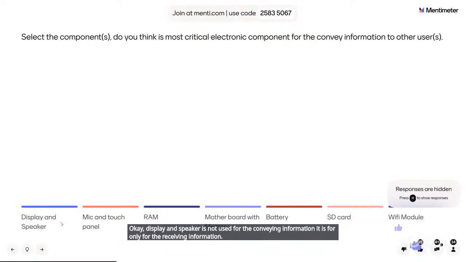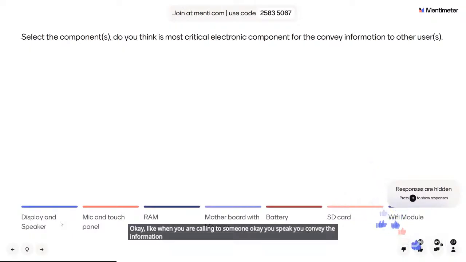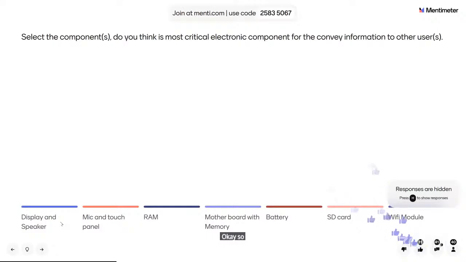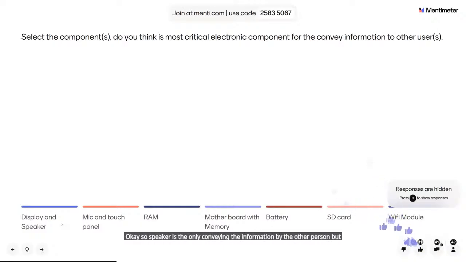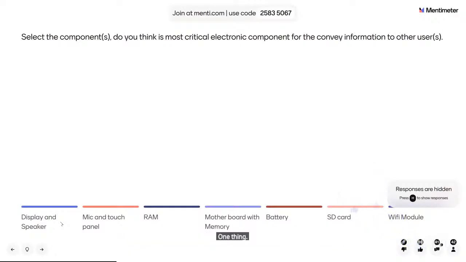Like when you are calling someone, you speak and convey the information through the mic. And the person at the other end conveys their information through their mic, and you can listen to that information through the speaker. So the speaker only carries the information from the other person, but you can't convey information through the speaker. That is one thing.